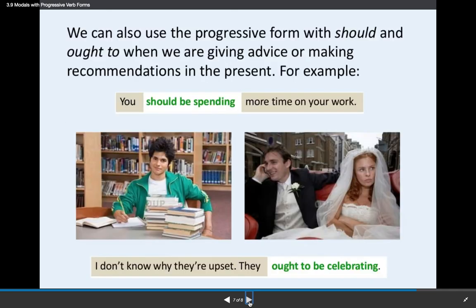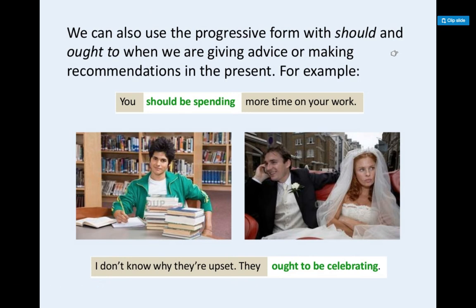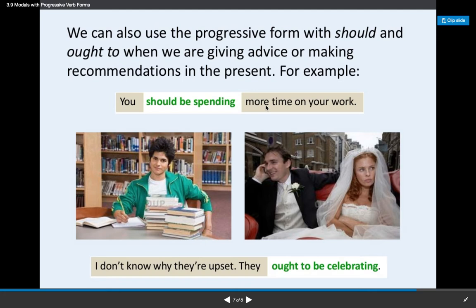Section B. We can also use the progressive form with should or ought to when we're giving advice or making recommendations in the present. For example, you should be spending more time on your work. Means I think you should be doing this.